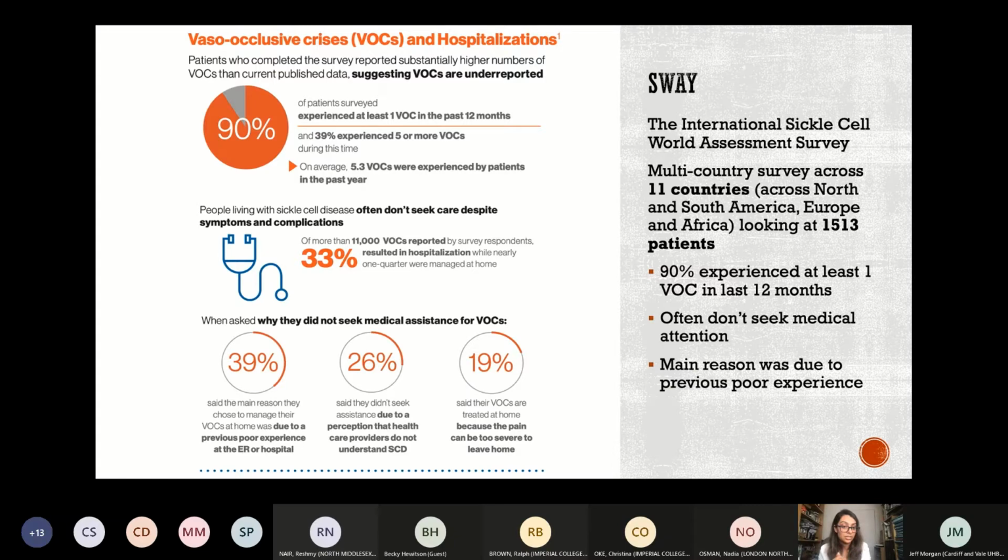So I just want to highlight this proportion of this infographic here down below. 39% of patients said that the main reason they choose to manage their pain at home is because they've had a previously poor experience at their ER or their hospital emergency department. And 26% say that they didn't seek any help because of a perception that the healthcare providers don't fully understand sickle cell disease and their pain. And 19% said because their pain was so severe they couldn't actually leave their house. So this really highlights the need for a comprehensive and standardised pathway to optimise acute pain crisis management when a patient with sickle cell walks through the door.